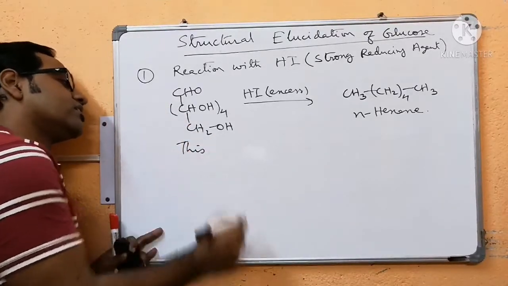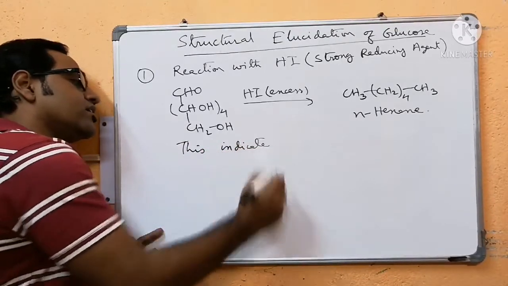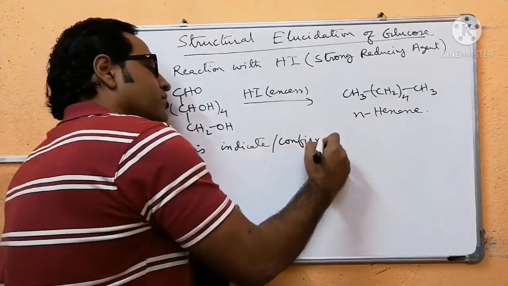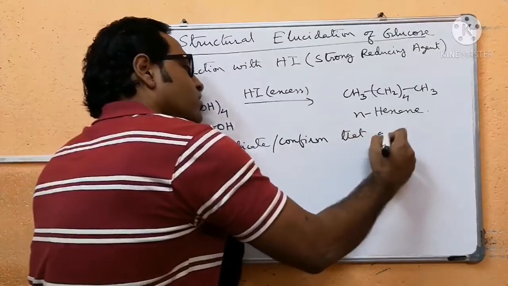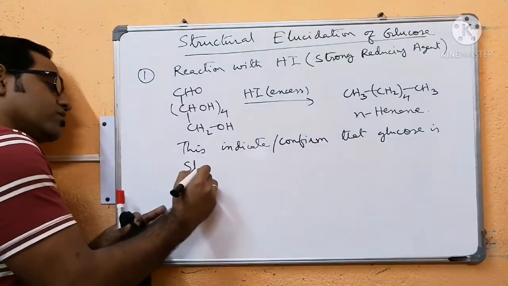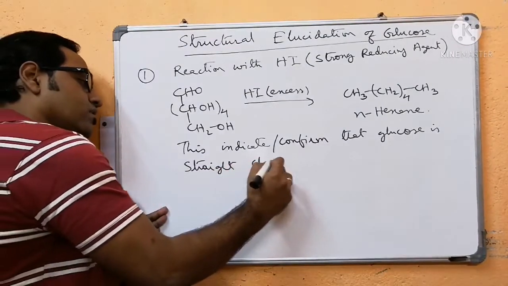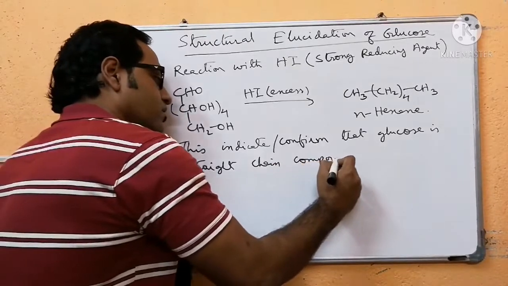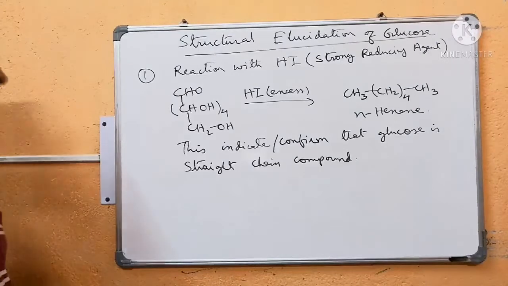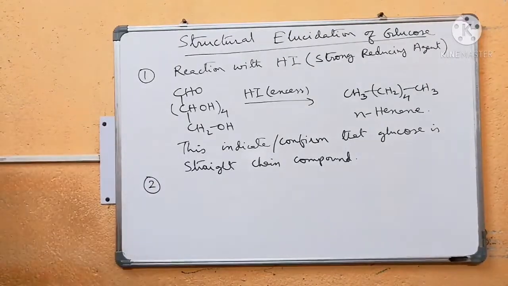So this indicates or confirms that glucose is a straight chain compound. Okay, this indicates or confirms that glucose is a straight chain compound. Next we will move on to the second reaction.